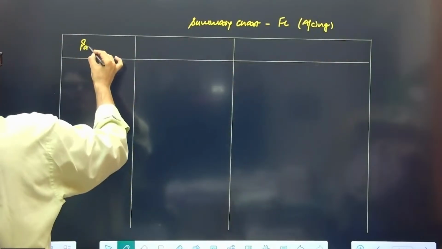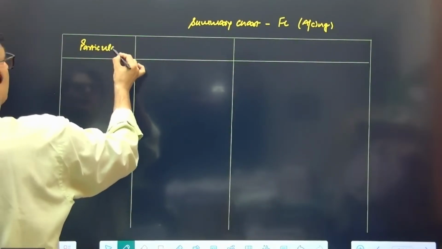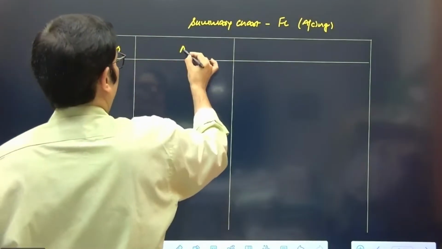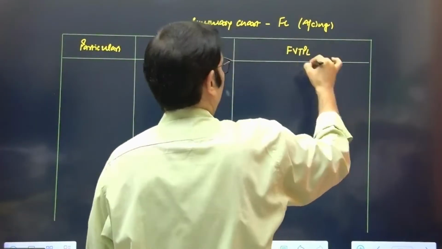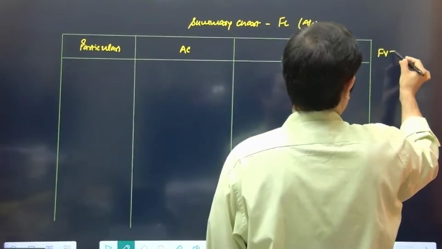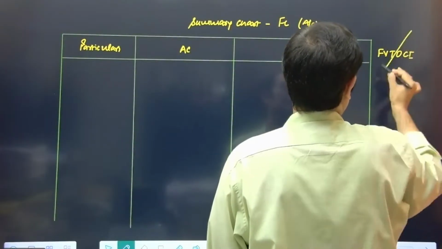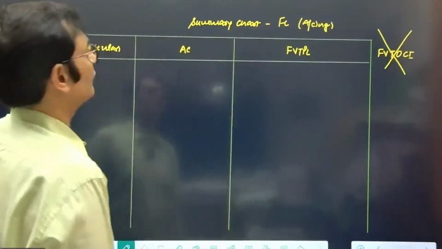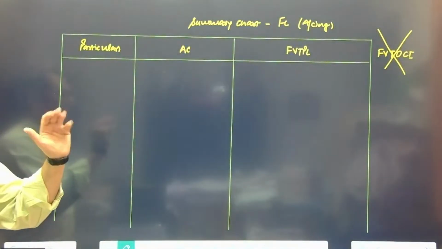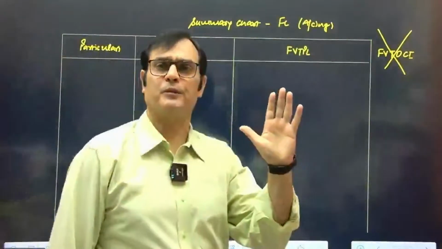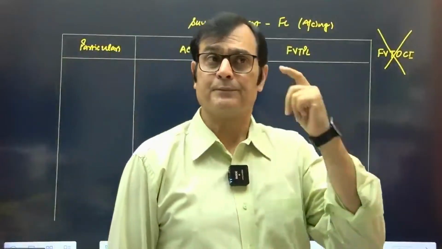So one column for particulars, then amortized cost, and then FVTPL. Just to pinpoint once again, the FVTOCI category is not present in terms of financial liability. So this is AC and FVTPL. Let me put some questions based on the discussions we have done, and you can decide.